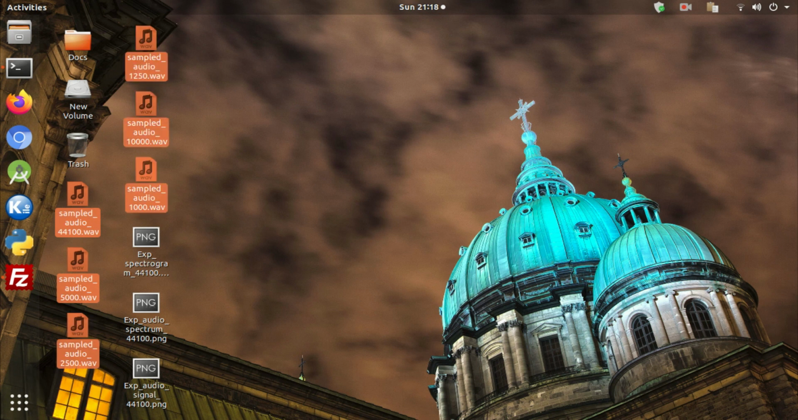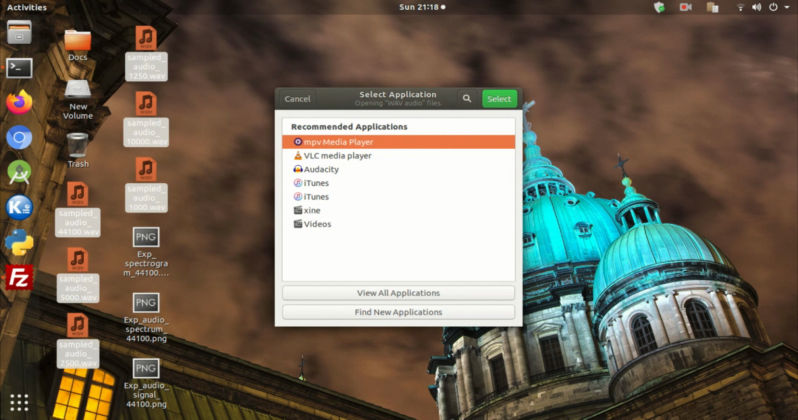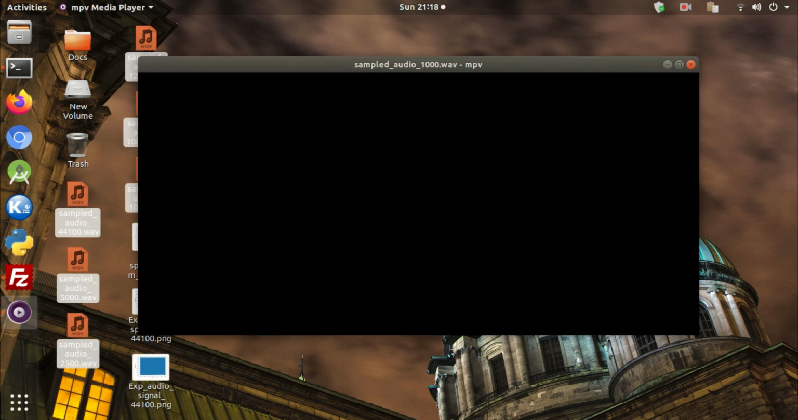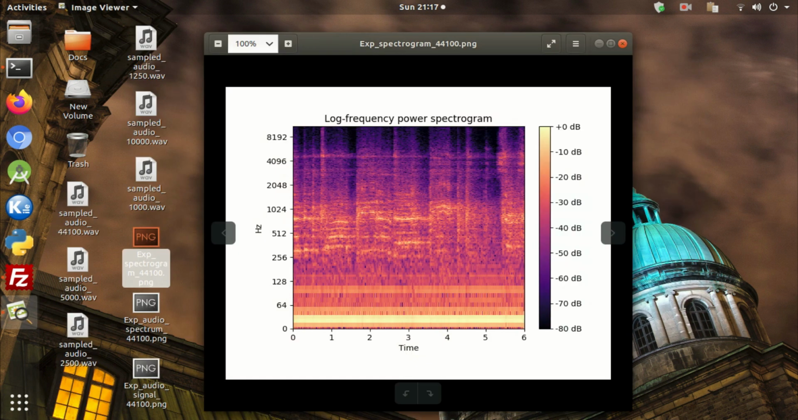When you play the audio files, you can understand the effect of different sampling rates on the audio quality. When the sampling frequency is above 10 kHz, then only we can hear clear audio.